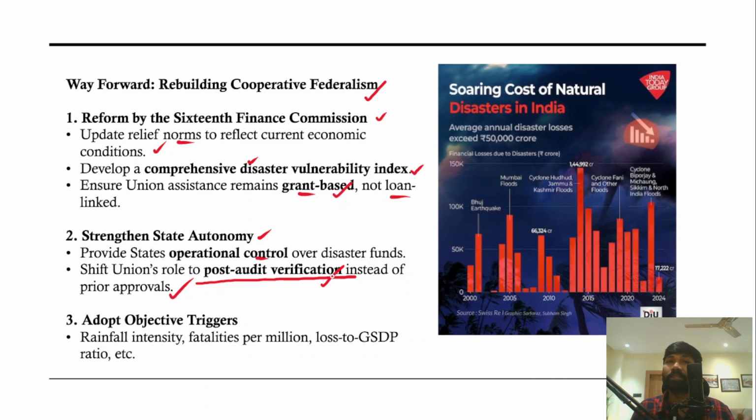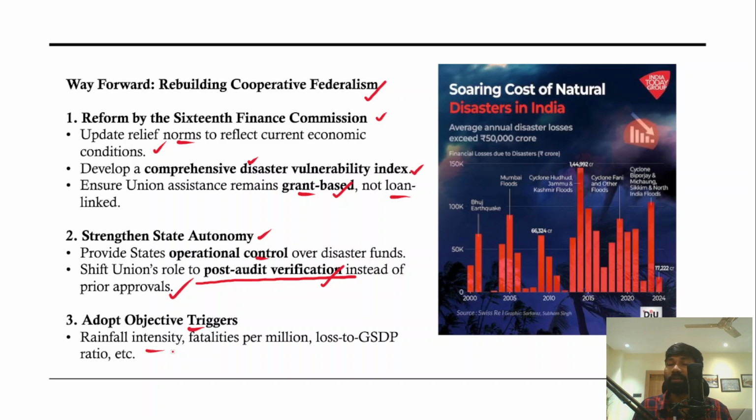Rather than just giving the approvals of these funds, adopt objective triggers as well. Objective triggers in the sense that, for example, a certain rainfall intensity: more than this rainfall intensity might be considered a severe natural disaster, and it may also be associated with economic losses to infrastructure, damage to housing, and also the loss of lives. Therefore, there is a need to provide compensation to the states.